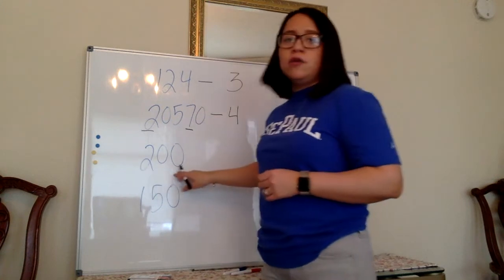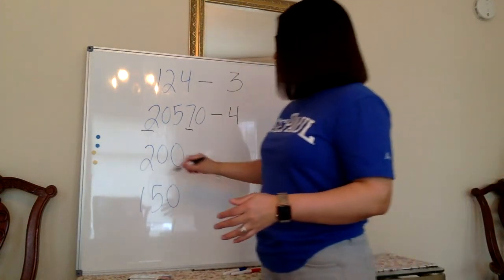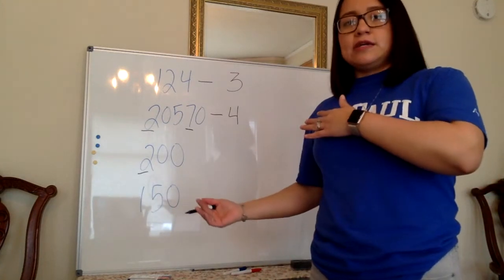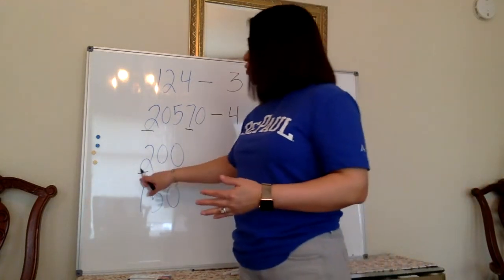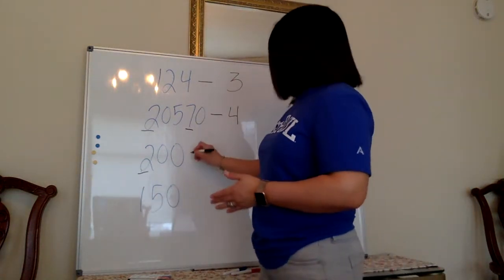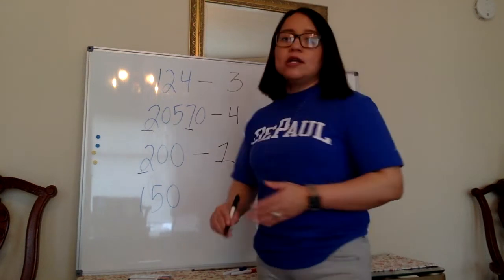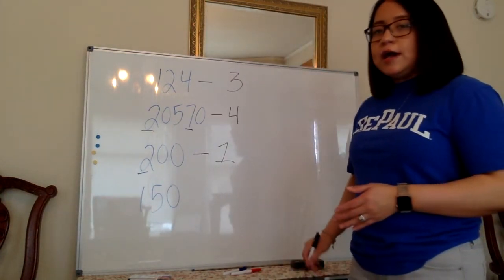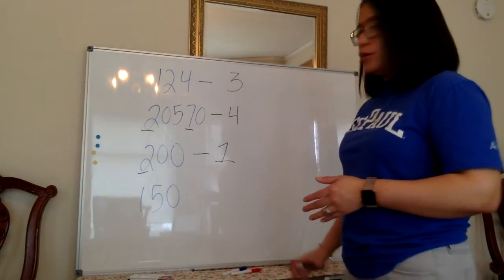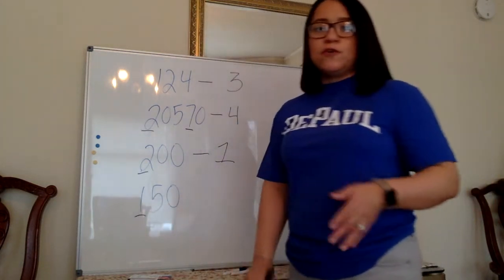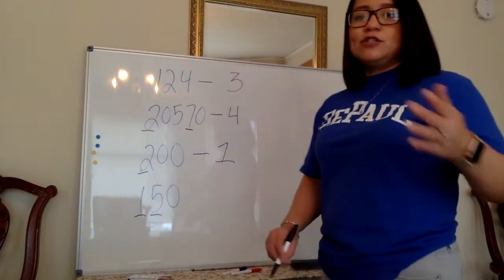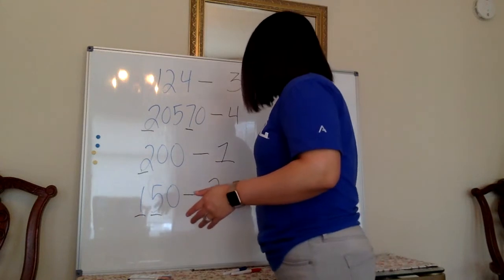Third one, 200. The first non-zero number is 2. And this is where kids always get stuck. What's my last non-zero number? Well, in this case, 2 is your first non-zero number and it's also your last non-zero number. So here we only have one significant digit. How about 150? How many significant digits are here? Well, 1 is our first non-zero number, and our last non-zero number is 5. So here we only have 2 significant digits.